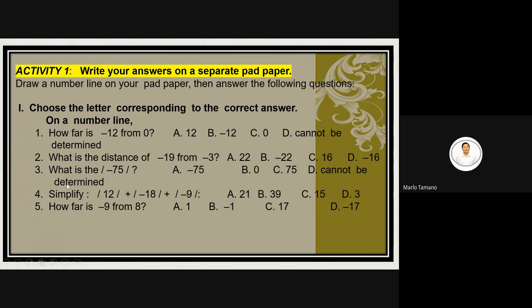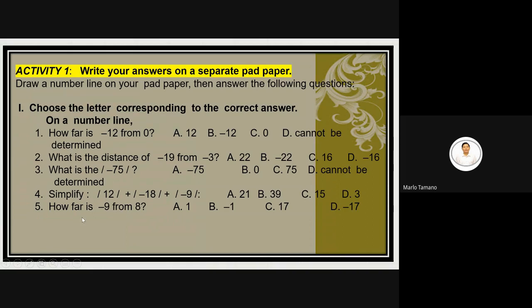We have absolute value of 12 plus the absolute value of negative 18 plus the absolute value of negative 9. Yung sagot, B po. B as in boy. Okay, so 39. So the absolute value of positive 12 is 12. The absolute value of negative 18 is 18. Plus the absolute value of negative 9. So 12 plus 18 plus 9 lang po. And that is 39. Is it difficult?